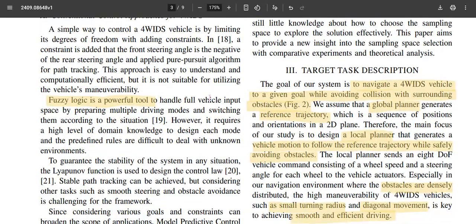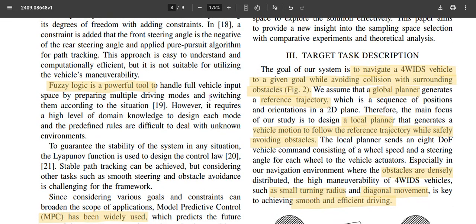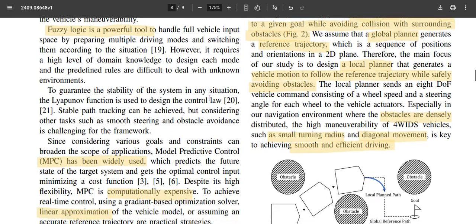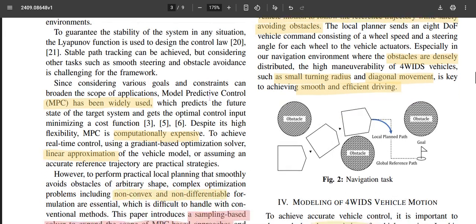So the objective of this paper is to navigate the four-wheel independent driving and steering vehicle to a given goal while avoiding collisions with surrounding obstacles using the MPPI algorithm. The global planner generates a reference trajectory, and the local planner MPPI is utilized to follow the reference trajectory while safely avoiding the obstacles. These obstacles can be densely populated, requiring small turning radius and diagonal movement, while at the same time maintaining smooth and efficient driving.